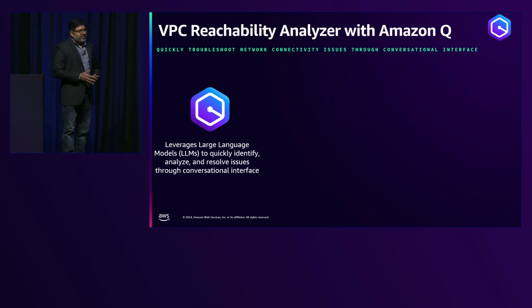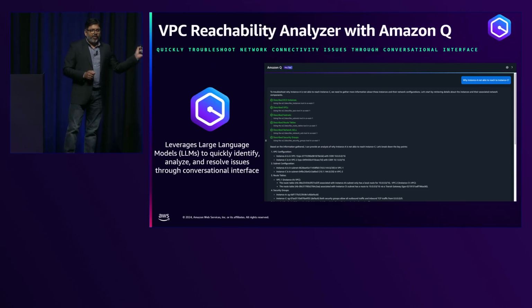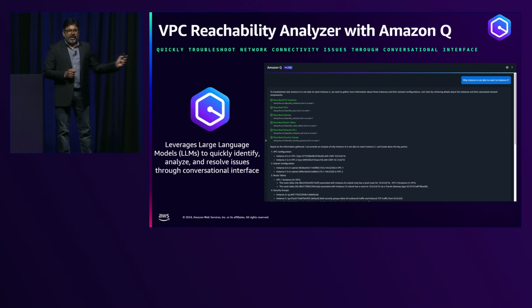So for those users, you can use VPC Reachability Analyzer with Amazon Q. Here you can provide your question in simple plain English. Hey, why is my instance not communicating with instance C? I didn't even provide the instance ID here. I didn't tell Amazon Q or this VPC Reachability Analyzer in which VPC these are lying, what the security groups are, what the NACLs are, how those VPCs are connected with each other.